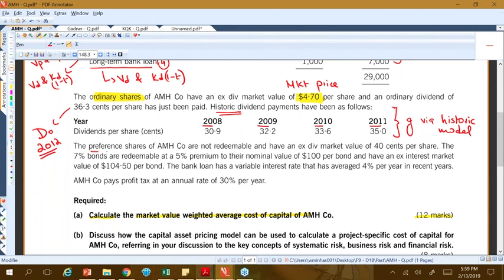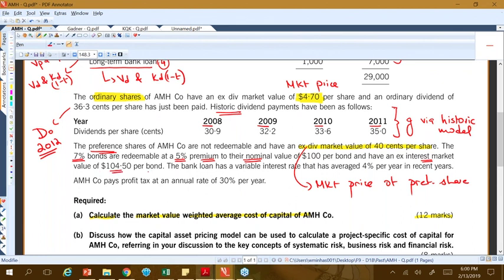The preference shares of AMH are not redeemable and have an ex-div market value of 40 cents per share. This simply means that this is the market price of preferred shares. So I'll multiply the number of shares by this market price to find their VP. The 7% bonds are redeemable at a 5% premium to their nominal value of 100 and have an ex-int market price of 104.50.